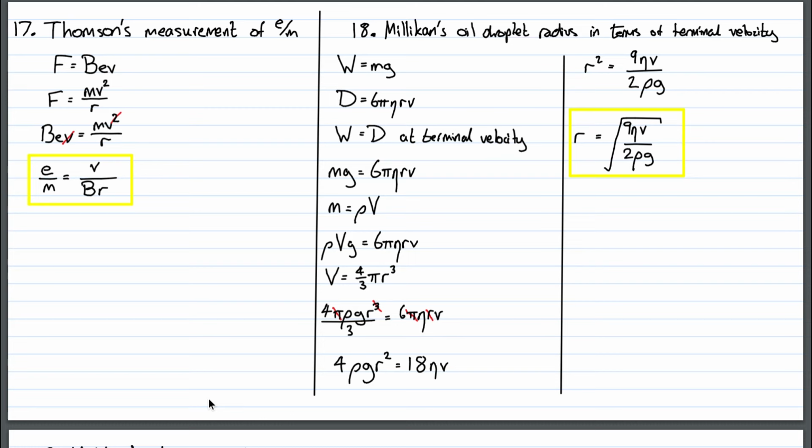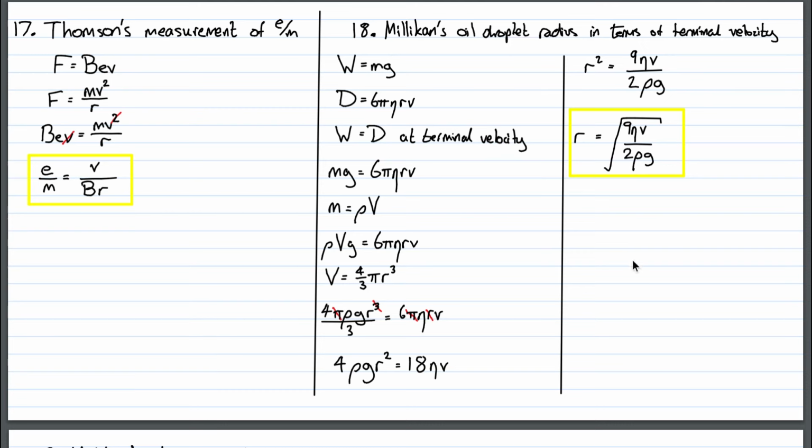Millikan's oil drop. The radius of an oil drop. There's lots of parts to Millikan's experiment. Millikan's experiment was where we measured the charge of oil drops and determined the granular nature of the charge, to work out that there was an electron charge. He measured the electron charge by the interval between the granular charges on an oil drop. So that's what we're doing here.